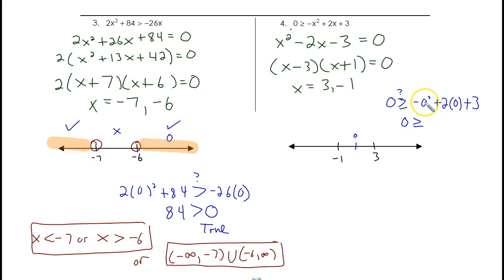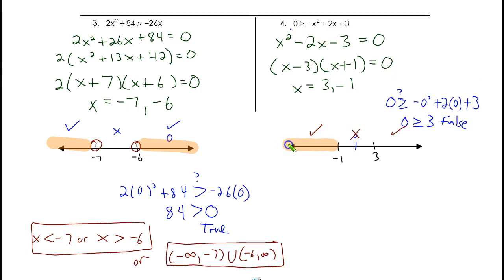Well, negative 0 squared is 0, 2 times 0 is 0, 0 plus 0 plus 3 is 3. Is 0 greater than 3? No, that's a false statement. 0 is not greater than 3. 0 is less than 3. So since that's a false statement, that means that the inside, this interval here, does not work. The pattern must be that the outside is what we're shading.